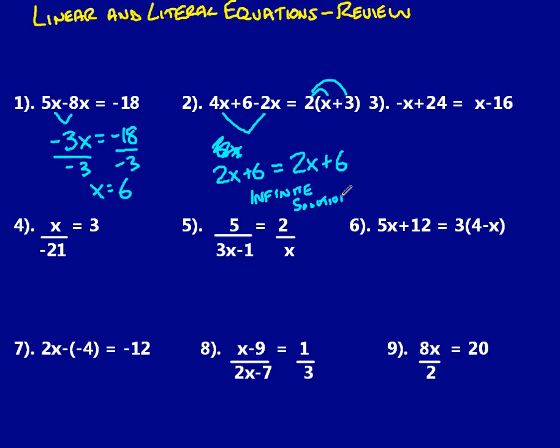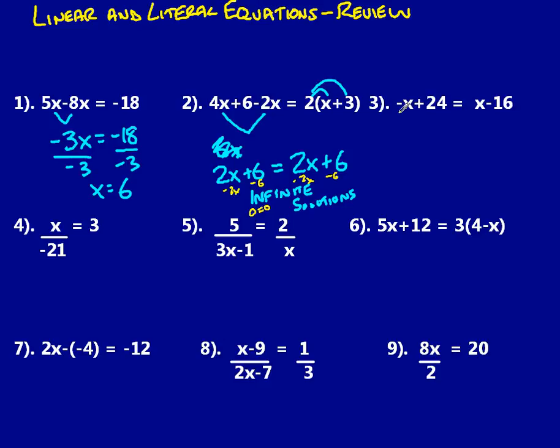solutions. Infinite solutions. If you weren't sure about that, you could have gone one step further, subtracted 6 from both sides. You would have also subtracted 2x from both sides, and you would have gotten 0 equals 0. That is a true statement as well. So as long as you get something that has the exact same on the left and right, you can say infinite solutions.